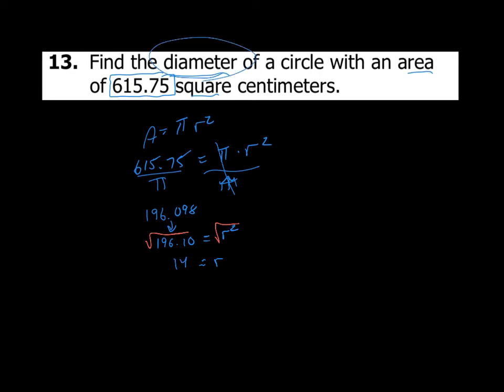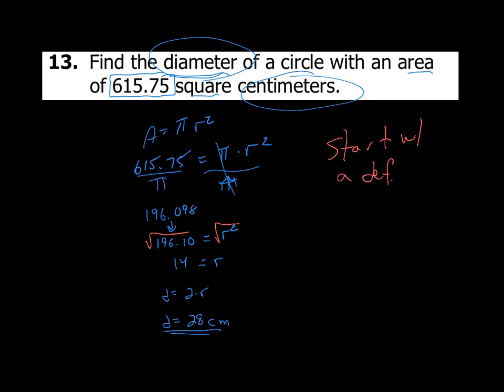They wanted the diameter. So diameter is equal to 2 times radius. So diameter is equal to 28, and our units were in centimeters, so that's 28 centimeters. That's our final answer. Again, start with a definition, right? A formula.